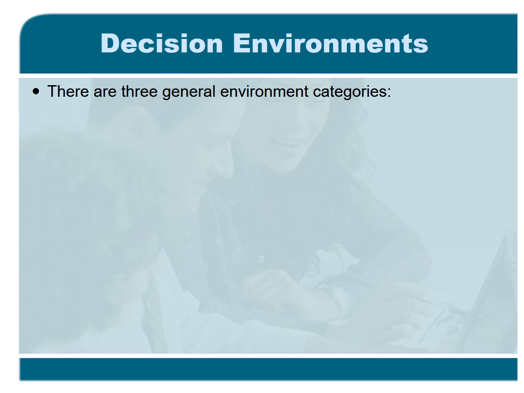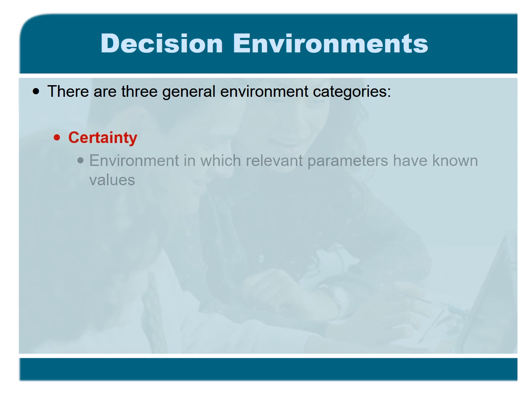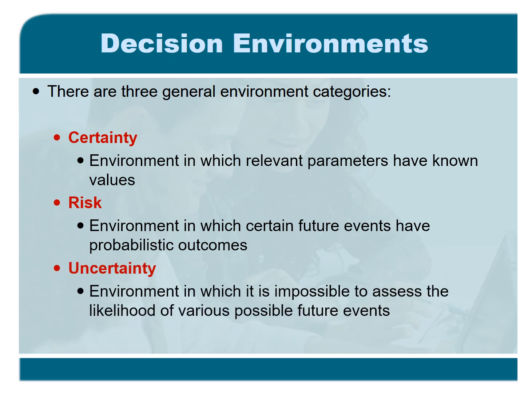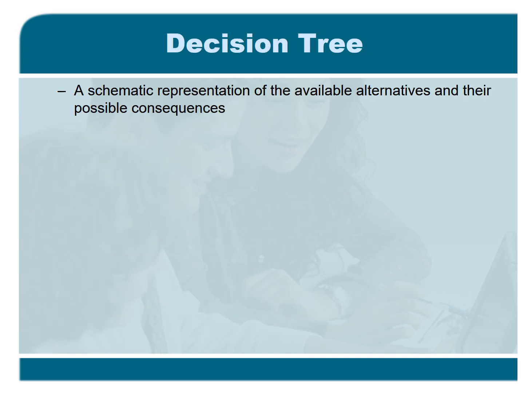There are three general environment categories. Certainty, which is an environment in which the relevant parameters have known values, we know for certain. Risk, an environment in which certain future events have probabilistic outcomes based on a probability factor. And uncertainty, the environment in which it is impossible to guess or assess the likelihood of various possible future events.